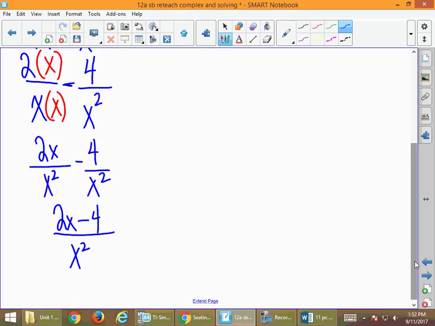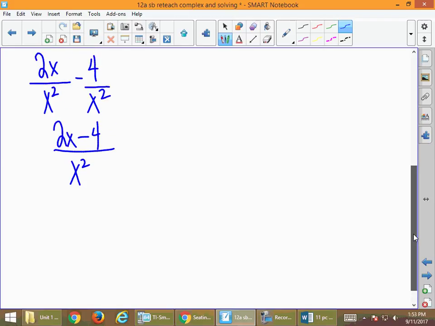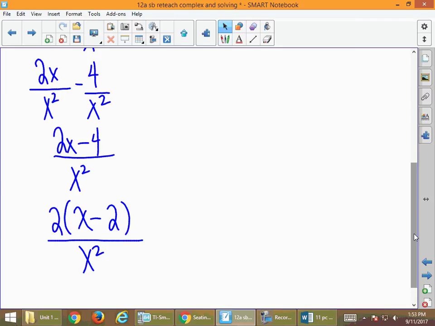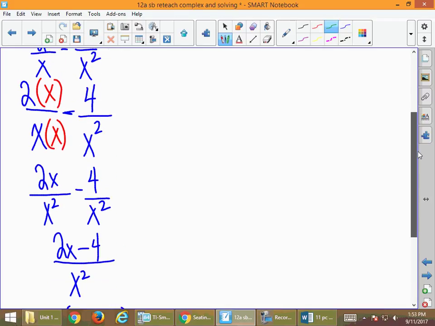And then the question is, can we factor anything? And it's not much, but there is a GCF of 2. When we factor it out, so we have 2 times the quantity of x minus 2 over x squared. Well, we simplified the top of the fraction. We're going to do the same thing to the bottom.